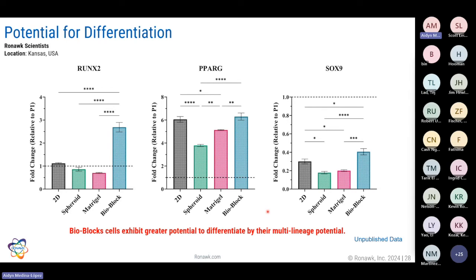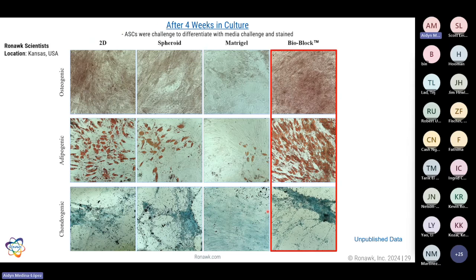And that was then confirmed by the differentiation protocol that is shown here, where you can see that for all the lineages, the osteogenic, the adipogenic, and the chondrogenic, the bioblock has the most consistent and highest population of cells for the different differentiation, while the other culture environments have a lacking preservation of that potential for the cells to differentiate there.